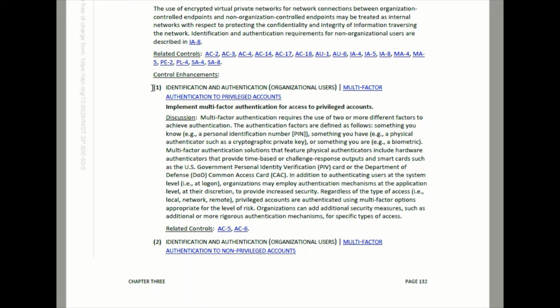All right, so when you see this in parentheses, that just means enhancement. So that's an additional layer of security as it pertains to this control. Identification and authentication, organizational users, multi-factor authentication to privileged accounts. So what this is talking about is having more than one form or more than one factor of authentication, more than one means of verifying who you are before you're allowed to log on to a system.